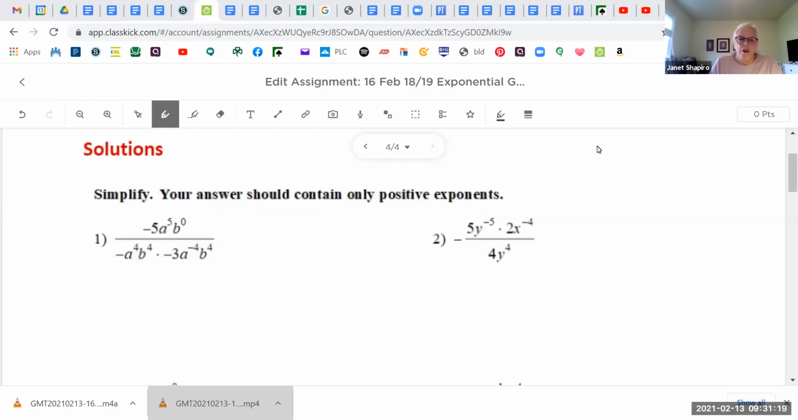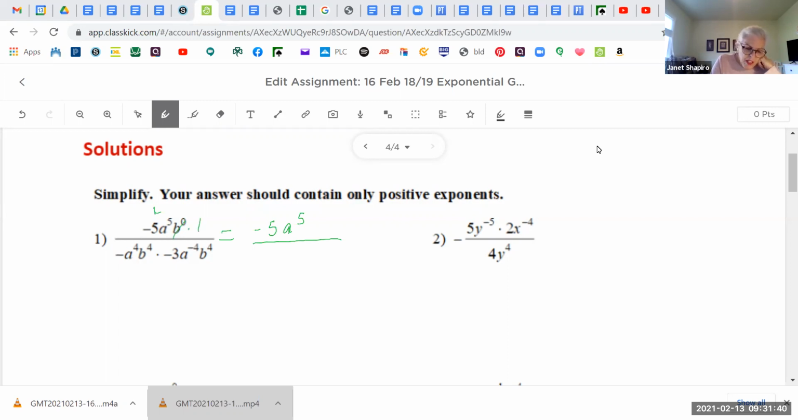Hi, so let's go over your homework. I'll remind you that I suggested that you write every problem or rewrite it with positive exponents. So let's do that. The -5 stays where it is because its exponent is 1. A to the 5th stays. B to the 0 is just 1.